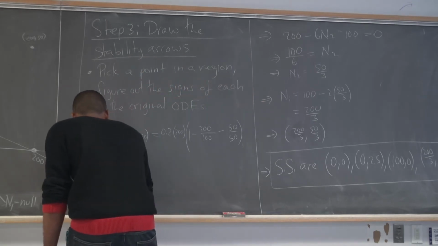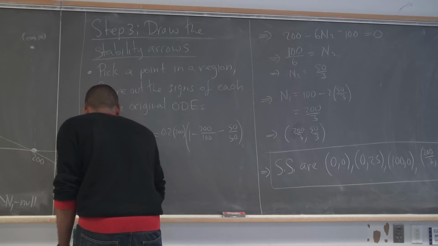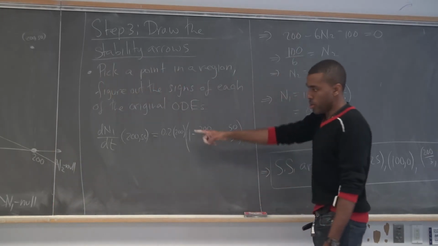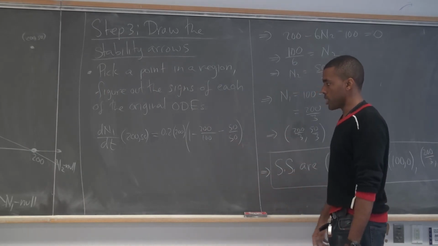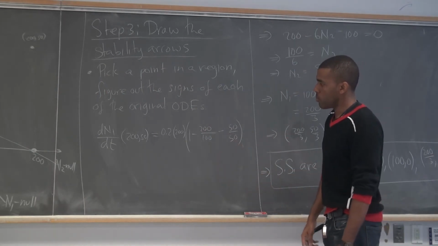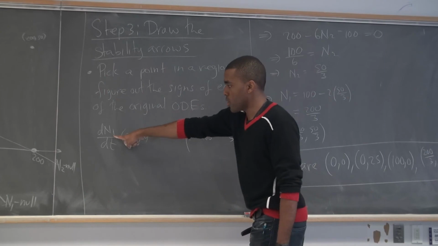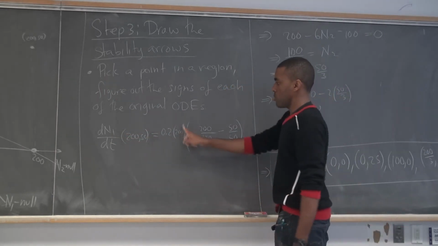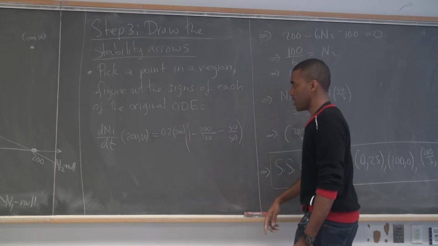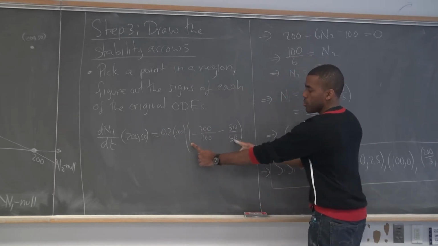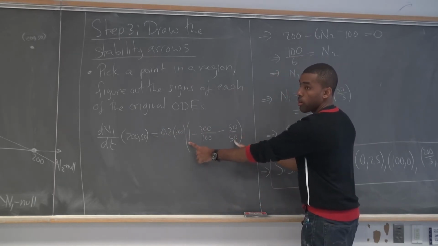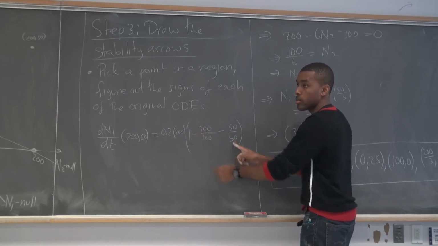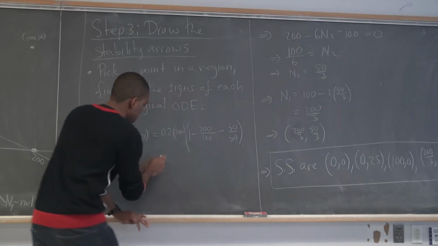And dn2. Let's do n1. It's not important for you to know what the numbers are, but I'm just writing them down so you can see. So here I pick a random point and I want to figure out what is the sign of dn1 dt. This is positive, so don't worry about it. This is 1. 50 over 50 is 1. I get 1 minus 1, right? And then I'm left over with this guy, which is negative. So overall, this is negative.